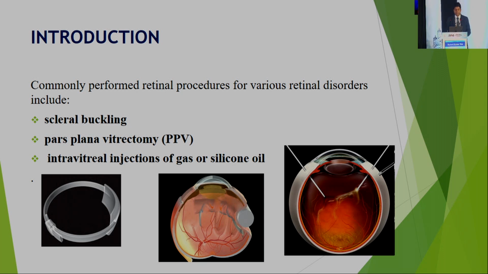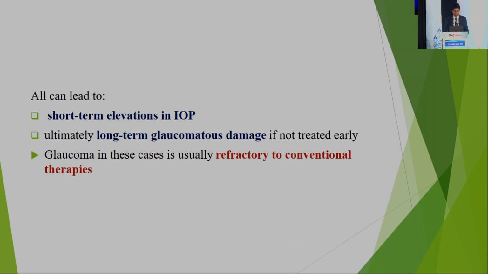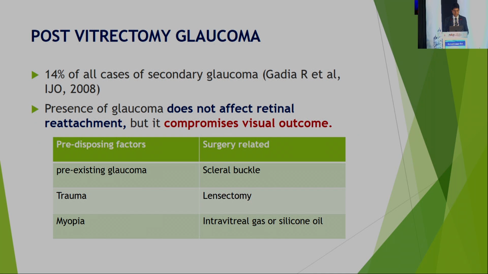So commonly performed retinal procedures for various retinal diseases are scleral buckling, pars plana vitrectomy (PPV) with combined encircling band, or intravitreal injection of gas, or at the end of vitrectomy we can inject gas or inject silicone oil inside the eye. All these surgeries can lead to short-term elevations of IOP in the immediate post-op period, and ultimately they can lead to long-term glaucomatous damage if not treated early. So glaucoma in these cases is usually refractory to the conventional therapies.